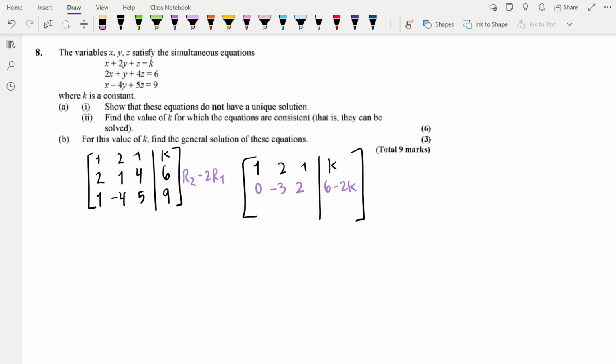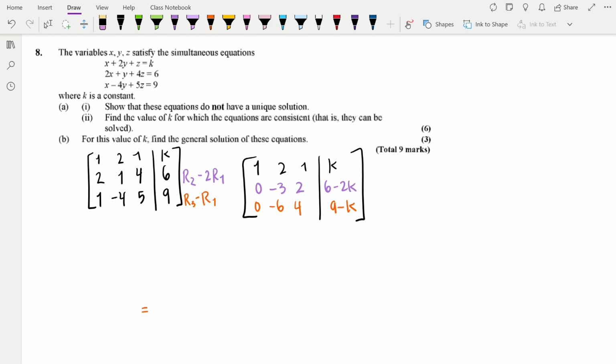I want to do a similar thing with the third one, because my goal is to get a 0 in this location. This right here is going to have to be 0. This one looks a lot more straightforward. I could just say row 3 minus row 1. That's 1 minus 1 is 0. Negative 4 minus 2, negative 6. 5 minus 1 is 4. 9 minus k is, well, 9 minus k. So in this row, I have 0, negative 6, 4, 9 minus k.